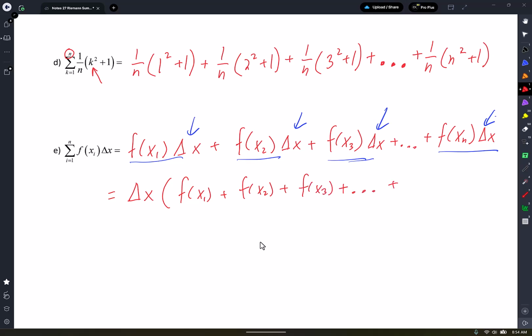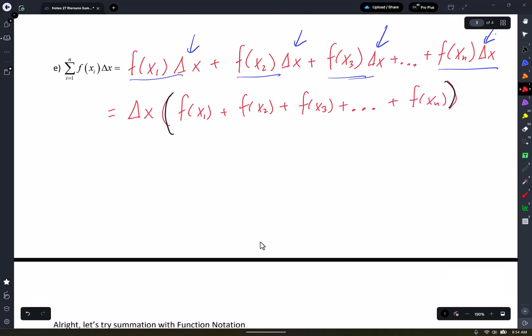Dot, dot, dot. Parentheses matter. Like Miss Kyle said. Cool? Parentheses matter, guys. All right, let's go to the next page.